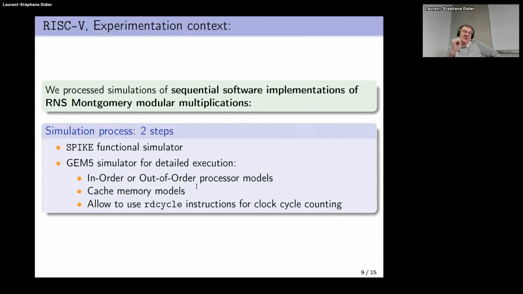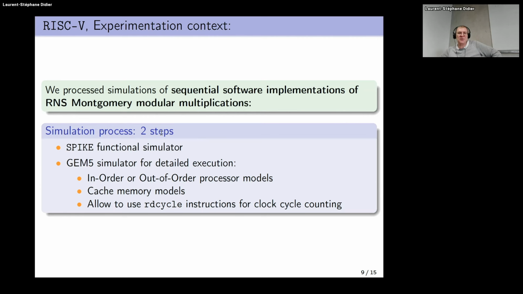The first step of this work, we are in the context of sequential implementation. So in this work, as we will mention later, we won't take advantage of the RNS parallelization possibilities, but it's just to check that we can lower the constants enough.